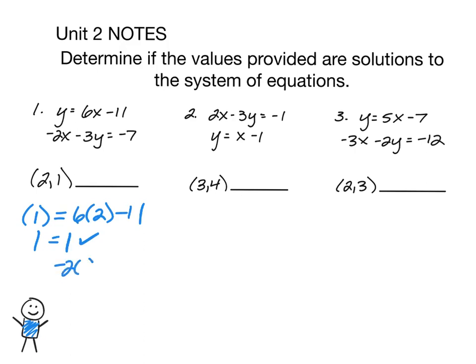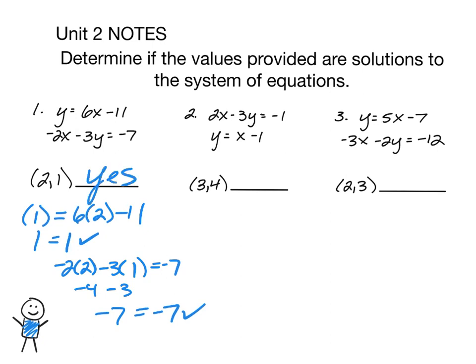So let's set up the other one with the open parentheses. And now I'm going to plug in my x in place of x, which is a 2, my y value in place of the y, which is a 1, and let's work this out. Negative 2 times 2 is negative 4. Negative 4 minus 3 times 1 makes negative 4 minus 3, which gives you a negative 7, and that is equal to negative 7, so it is also true. So (2, 1) is a solution to this system.